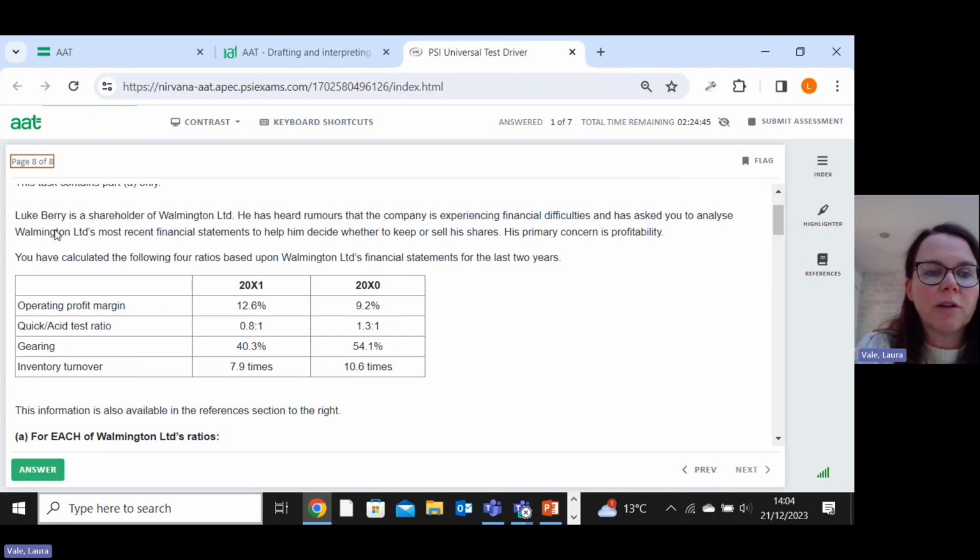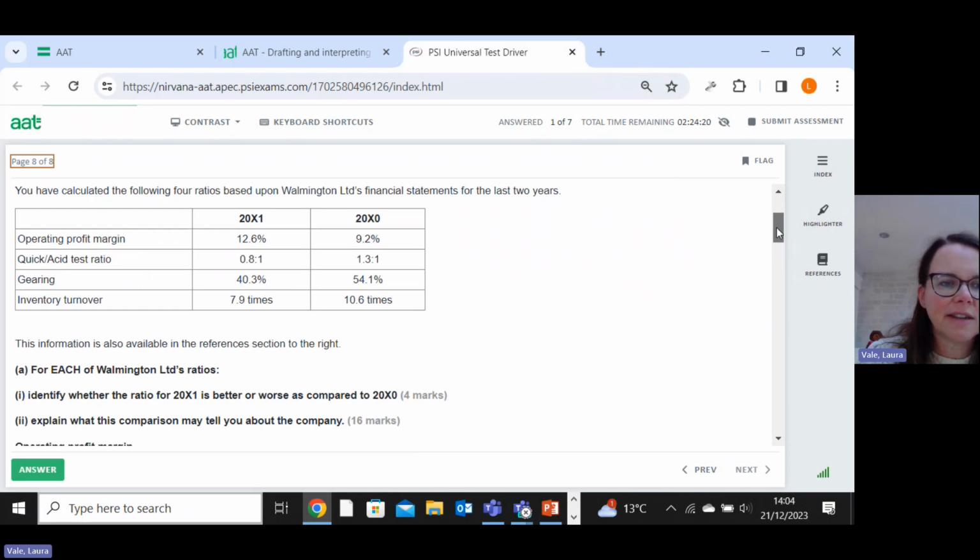Luke Berry is a shareholder of Wilmington. He has heard rumours that the company is experiencing financial difficulties and has asked you to analyse the most recent financial statements to help him decide whether to keep or sell his shares. His primary concern is profitability. Right, so looking at each of these in turn, we have to identify whether it's better or worse than the previous year. And that's 4 marks. So 1 mark just for saying it's better or it's worse. Explain what this comparison may tell you.